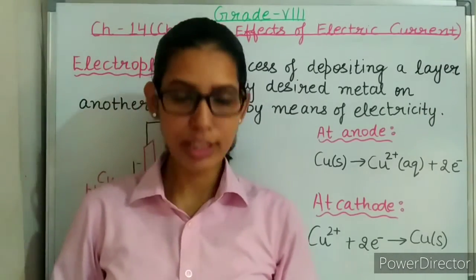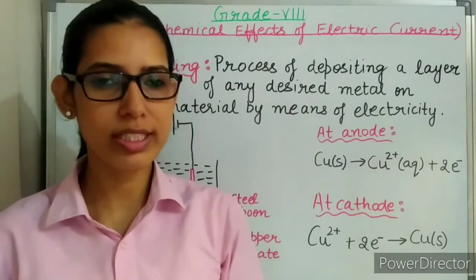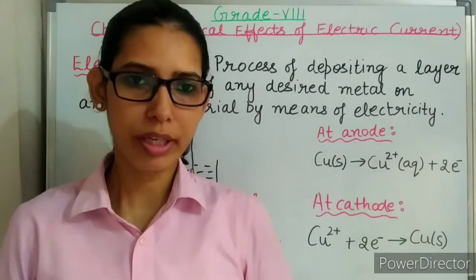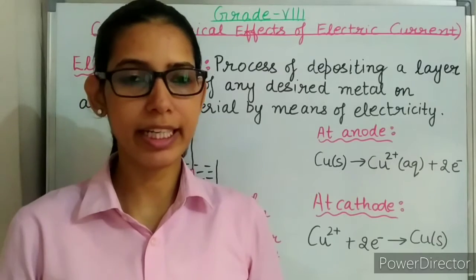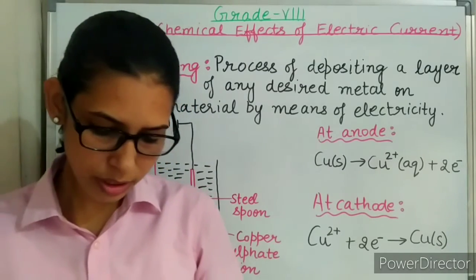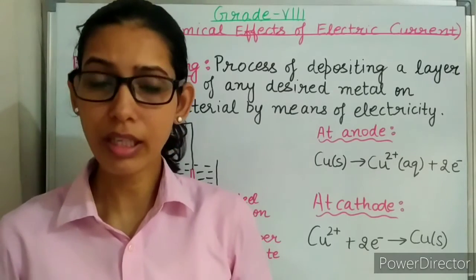When these free ends of the tester are dipped into the solution, the circuit will be complete and current will start flowing through the wires, because of which the magnetic needle will show the deflection. Next is, what is electrolysis? How is it useful in industries?